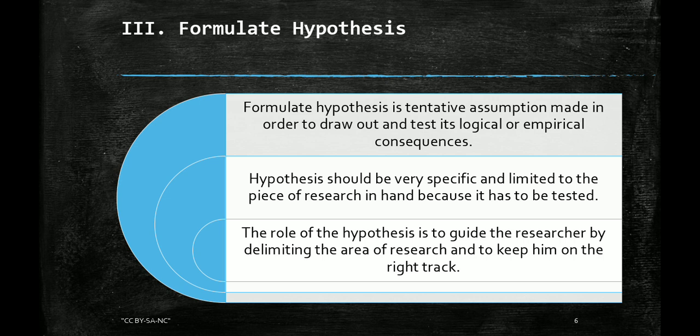And next, the third important one is formulating a hypothesis. A hypothesis is a tentative assumption made in order to draw out and test its logical or empirical consequences. A hypothesis should be very specific and limited to the piece of research in hand because it has to be tested. The role of hypothesis is to guide the researcher by delimiting the area of research and to keep him on the right track.